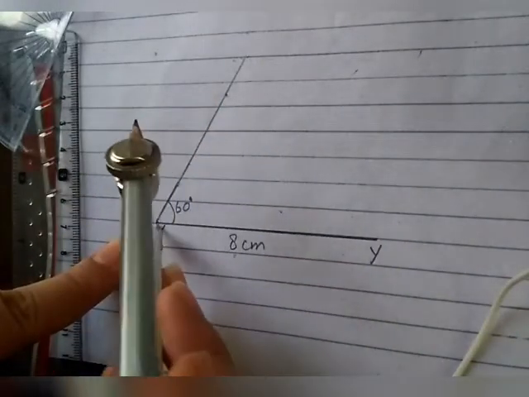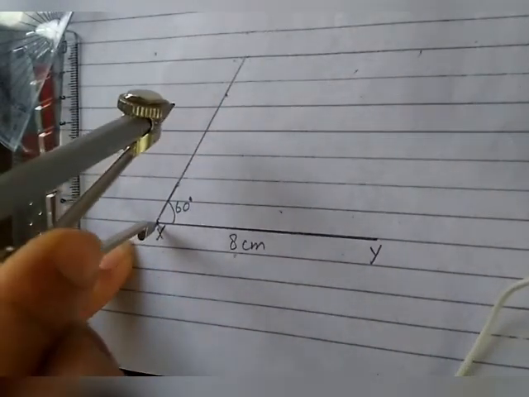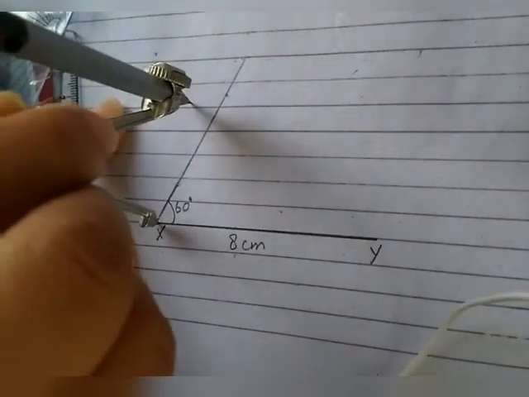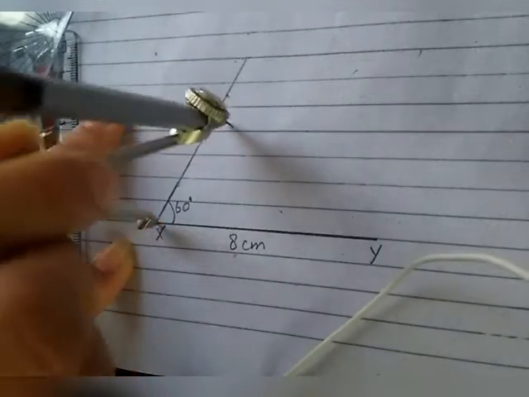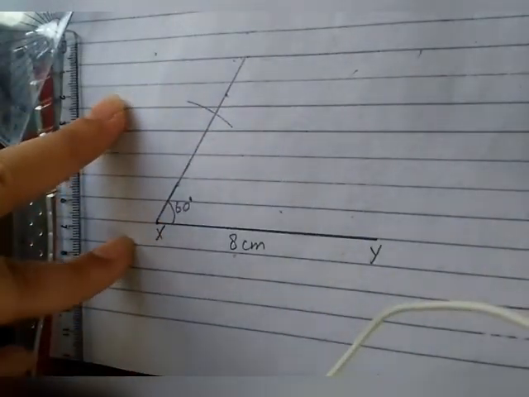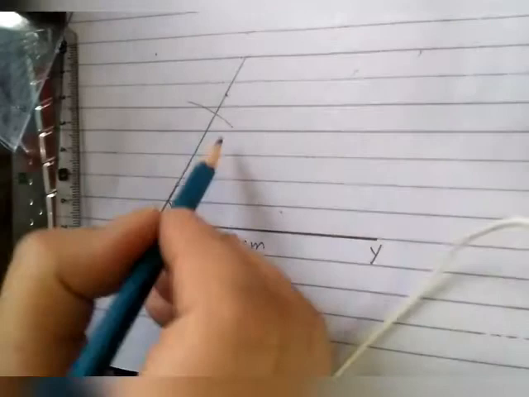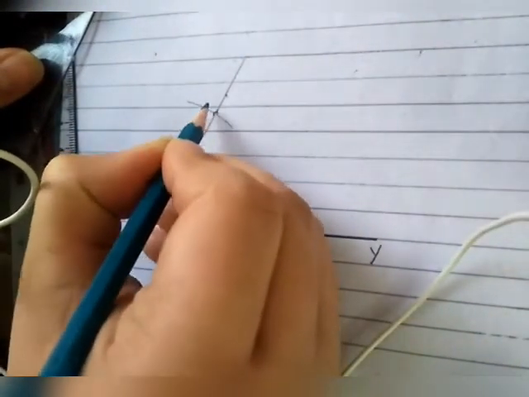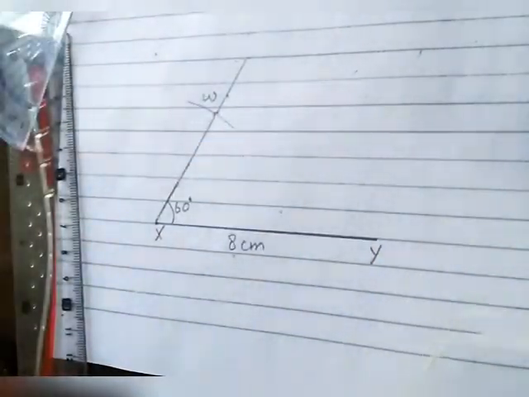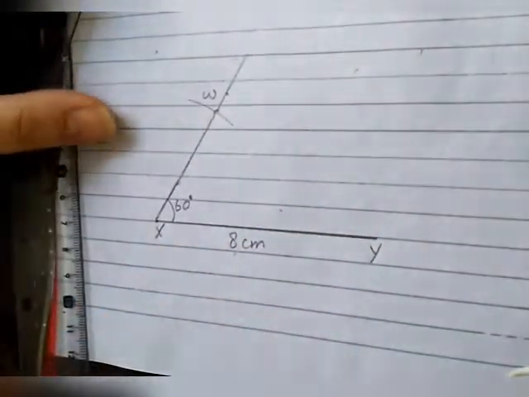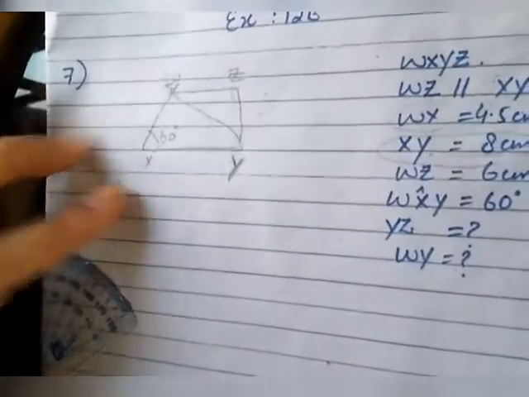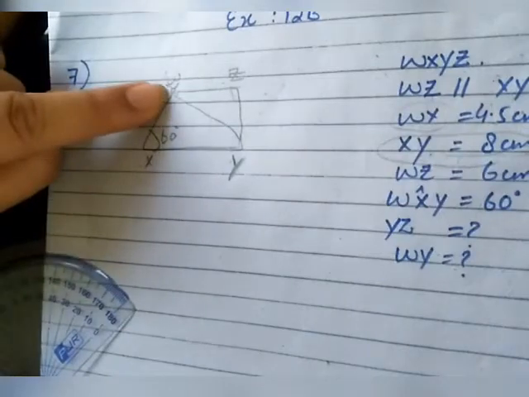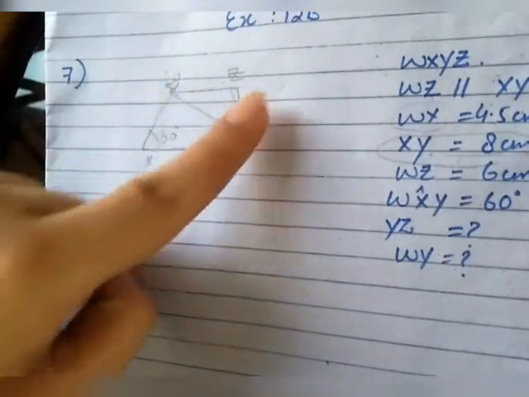Now put the needle of your compass on point X and mark an arc on line XW. The point where the arc intersects this line is the point W. So mark out this point. Now you can see that in the dummy diagram there is the length WZ. So now we take the length.